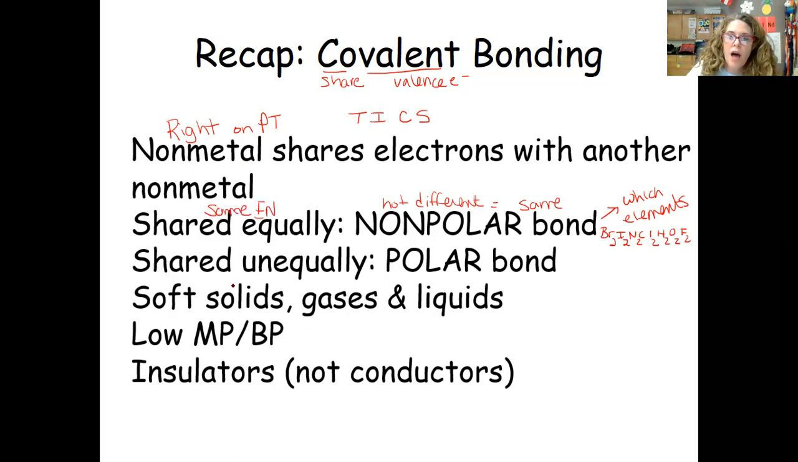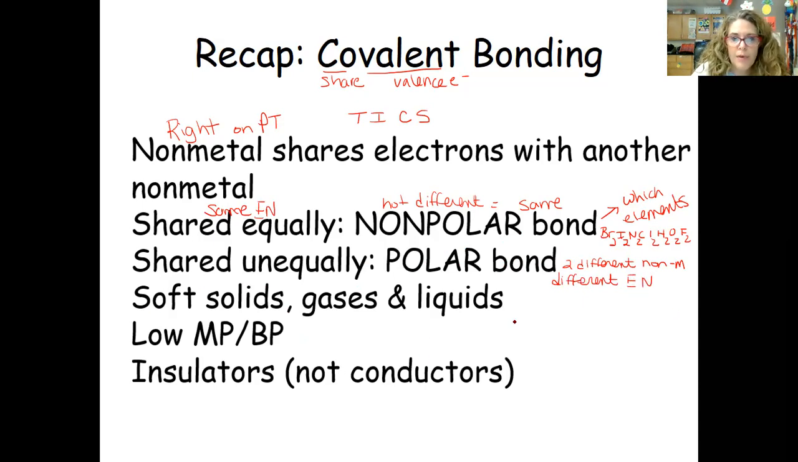Now, if they're shared unequally, it's a polar bond. Remember, a bond is which elements are getting together. Polar means different. So if I have two different nonmetals, and they have different electronegativity values.